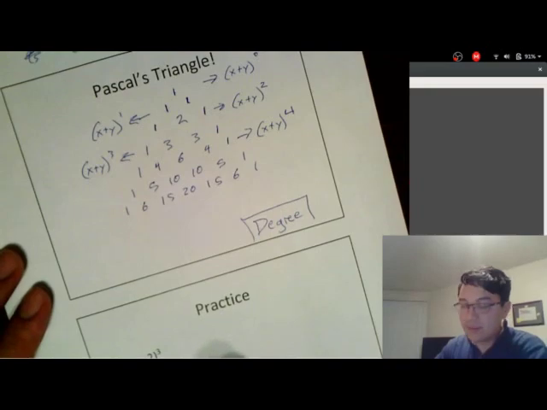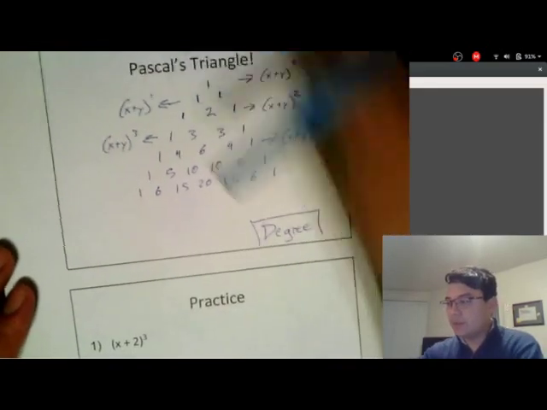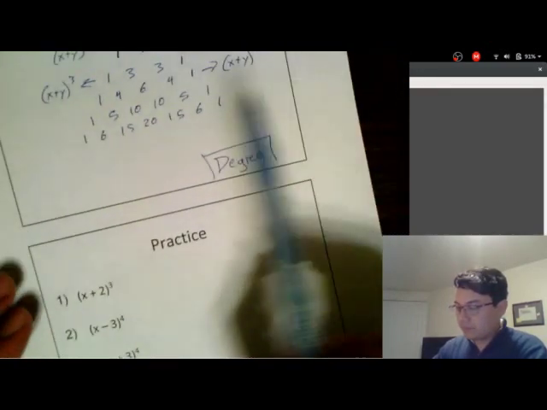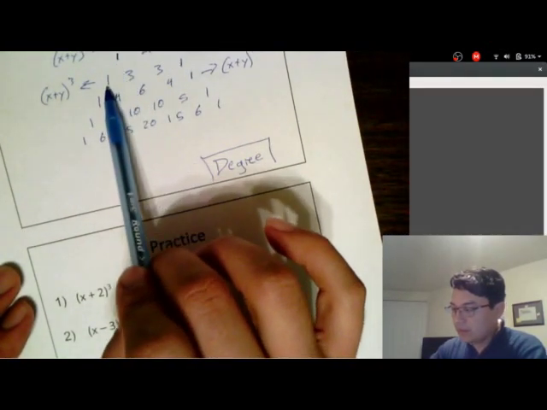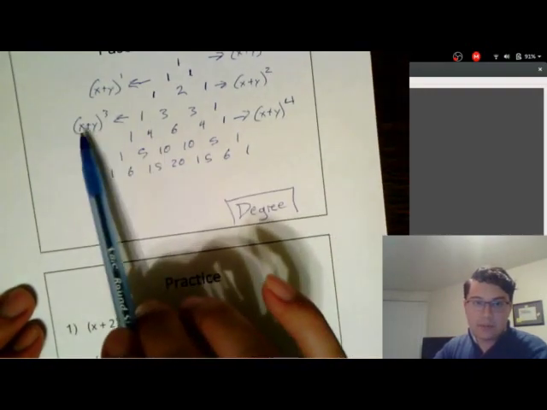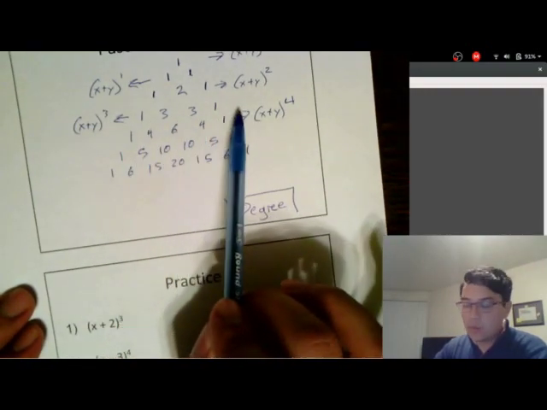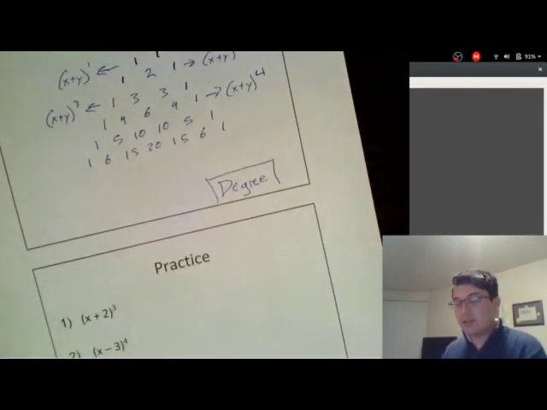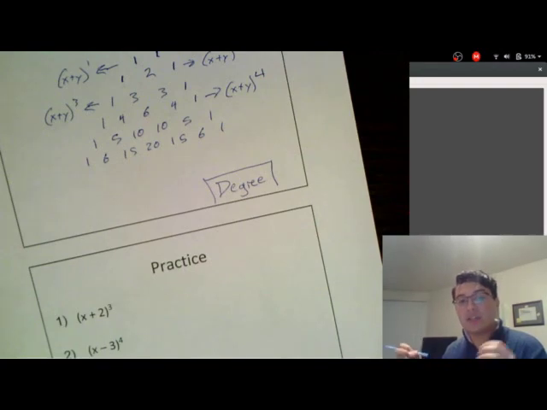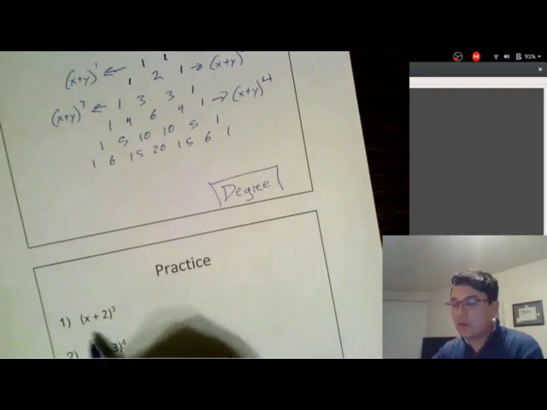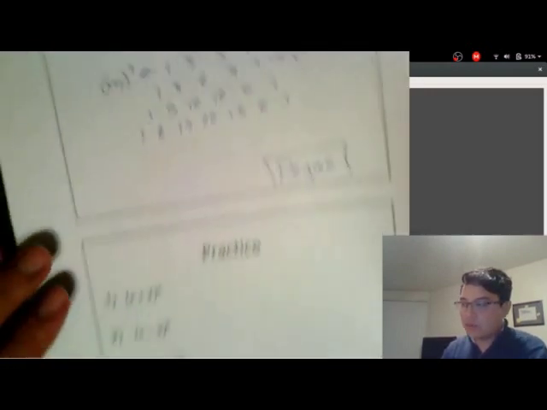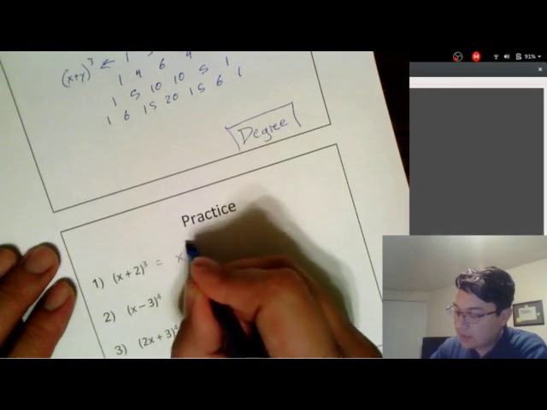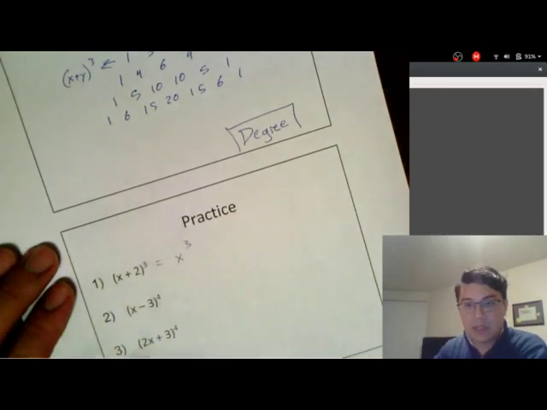So for this first one here, the degree is going to be equal to 3. You need to know that. Next, we're going to go to the degree 3 line. So the x plus y to the third: 1, 3, 3, 1. We're going to write this down. Every single term in the expansion has to have a degree that totals up to the degree of the polynomial, so every single term has to have a degree equal to 3. So the very first term here is going to be x to the third. This has degree 3. That's good.